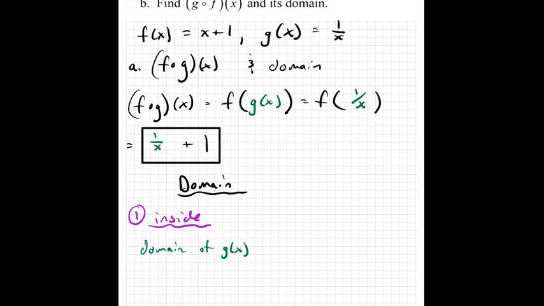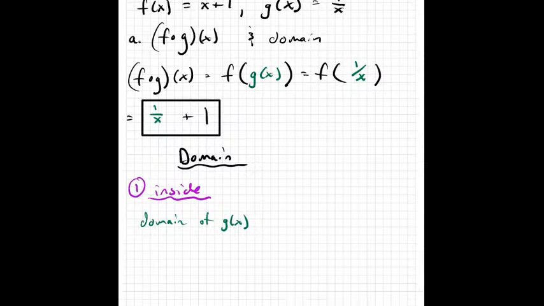Right? Again, in general, the domain of a rational function is all reals except any x that makes the denominator 0. So in this case, that'll be everything except 0. So the domain there is everything except 0.